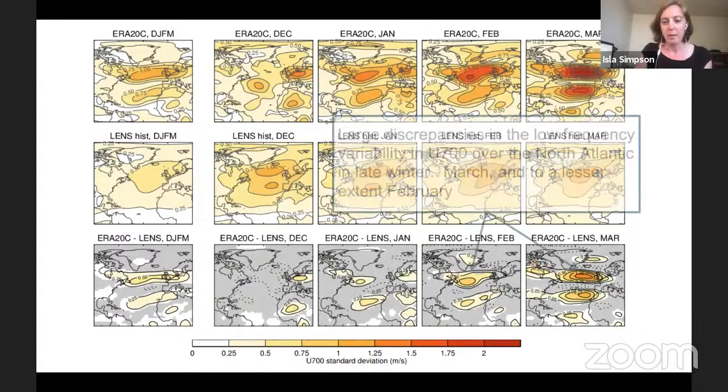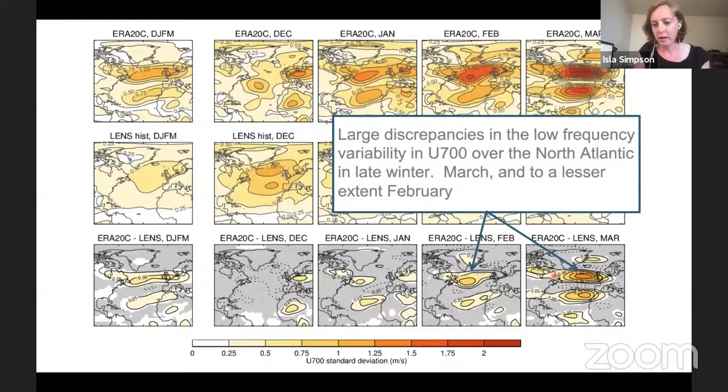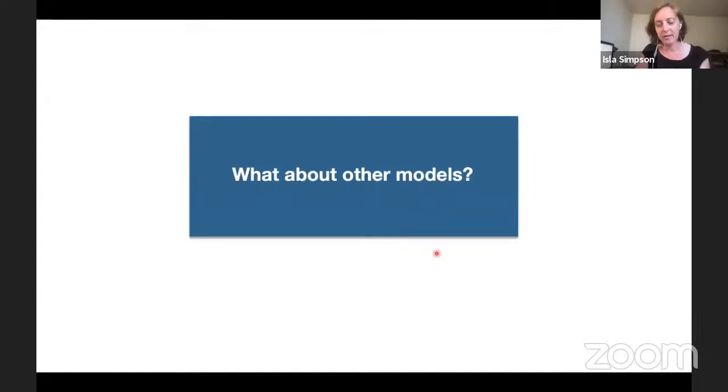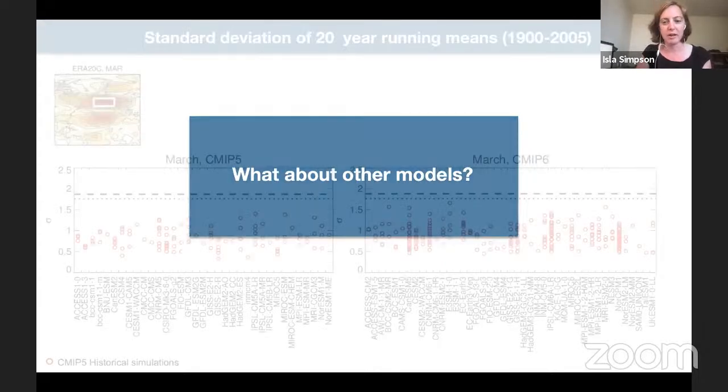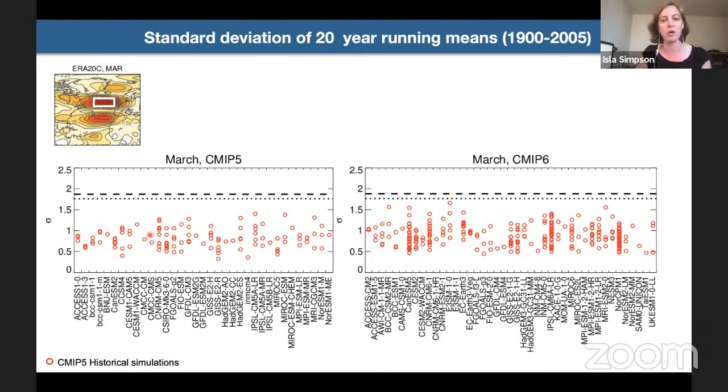And so particularly in the late winter, March, to a lesser extent February, and even lesser extent January, there's just more low frequency variability in the real world than what we capture in any of the 40 members of the CESM1 large ensemble. And it turns out that this is an issue that is there in pretty much every other model. So here I'm showing that same metric.